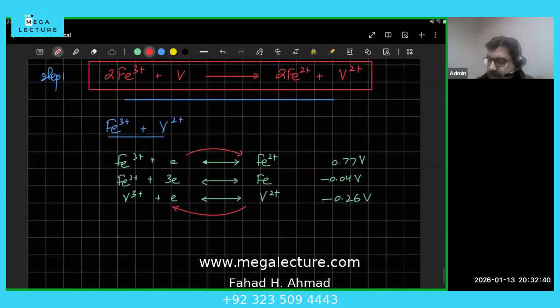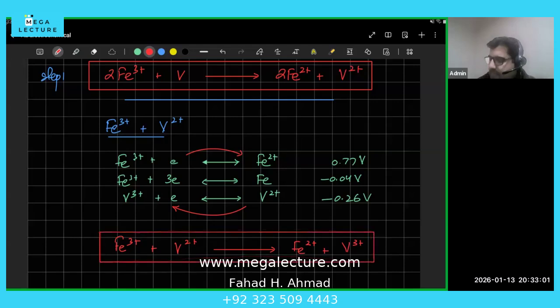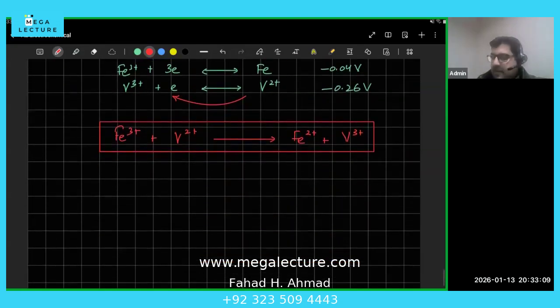In the reactants, the first one is Fe3+, and the second one is V2+. What are my products? The upper one gives Fe2+, and the bottom one gives V3+. So those are my products, okay? We did get a reaction, and V2+ got further oxidized to V3+. Now let's see whether, after this reaction, there will be a further reaction. Maybe there is, maybe there's not.